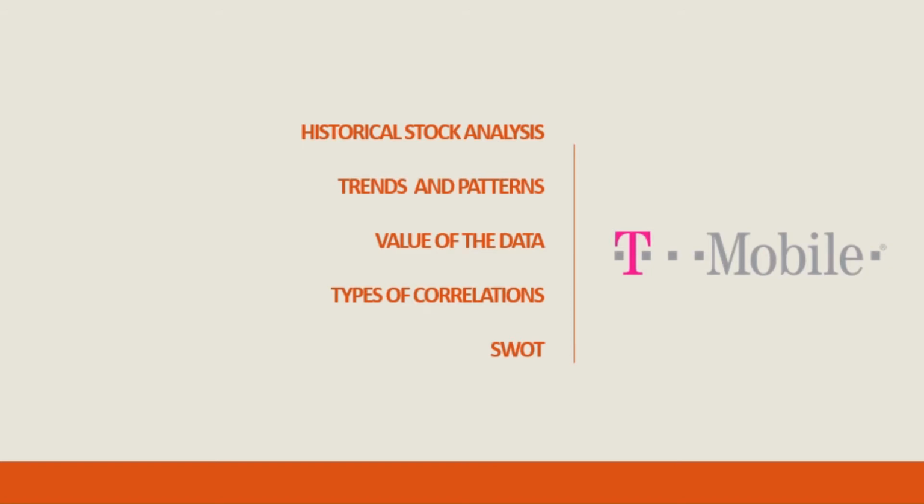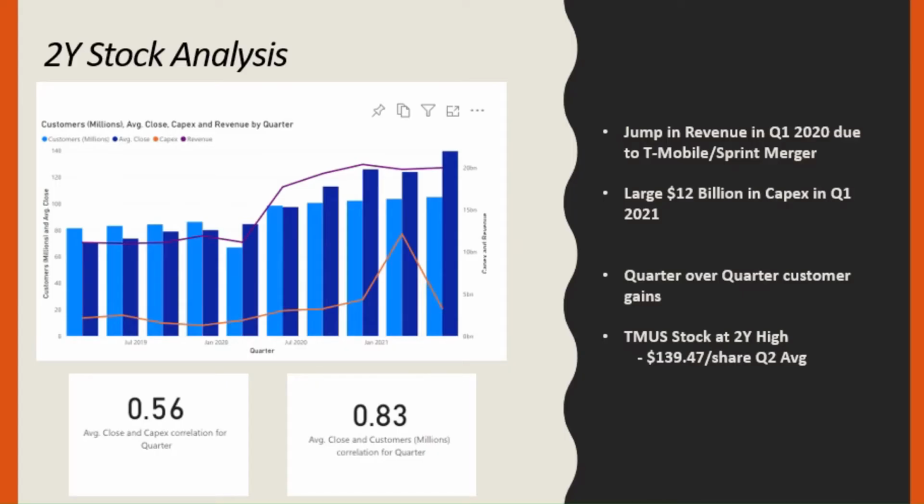So the next slide is going to be a 2-year stock analysis. Again, some of this data is from week 3. This graphic, however, in the center of the slide is a new graphic where I've tried to find some correlations between the data, different types of data here. In the light blue, you have the customers in millions. In dark blue, you have the average closing price of the stock. In orange, you have a line which shows CapEx quarter over quarter. And in purple, you have revenue in billions. Both CapEx and revenue are in billions.